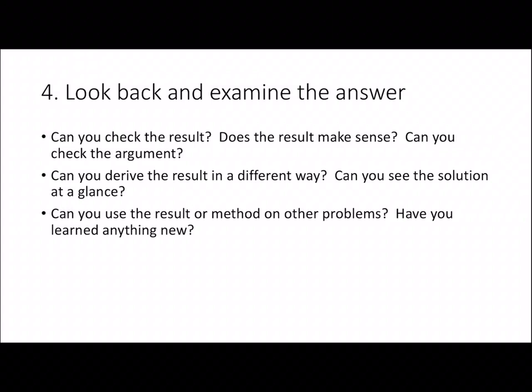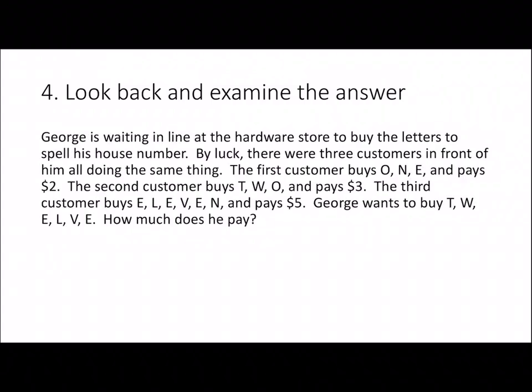Here's a couple problems that I thought were similar to it. George is waiting in line at a hardware store to buy the letters to spell his house number. By luck, there were 3 customers in front of him all doing the same thing. The first customer buys O-N-E and pays $2. The second customer buys T-W-O and pays $3. The third customer buys E-L-E-V-E-N and pays $5. George wants to buy T-W-E-L-V-E. How much does he pay? So it's my claim that you can solve this problem in a similar way to the way you solved the other one by somehow working with equations and somehow working with the information in the problem.